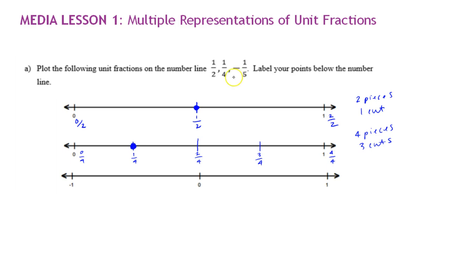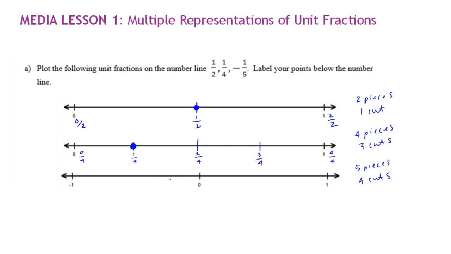And in this last example, we want -1/5. Okay, so we need 5 pieces. So we're going to make 4 cuts. And since it's negative, we want to break between 0 and -1 into 5 pieces. And -1/5 will be -1 of those 5 equal pieces to the left.